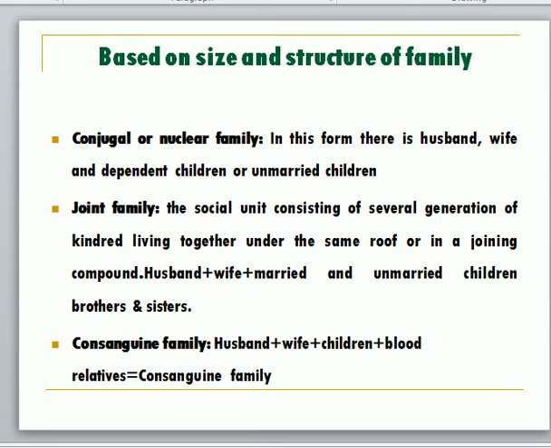So the joint family is the social unit consisting of several generations of kindred living together under the same roof or in a joining compound. Husband plus wife plus married and unmarried children, brothers and sisters, who all live under one roof. This kind of family is called the joint family system. Another family that we have is the consanguine family. It means husband plus wife plus children plus blood relatives.